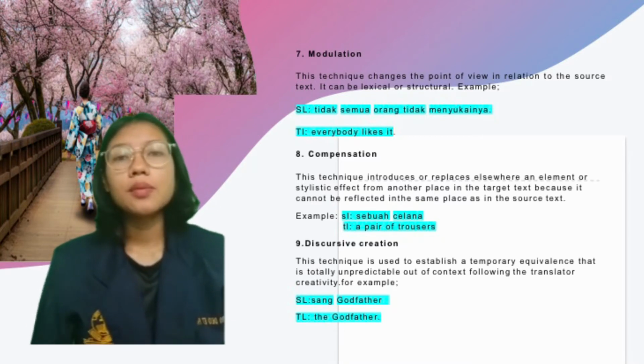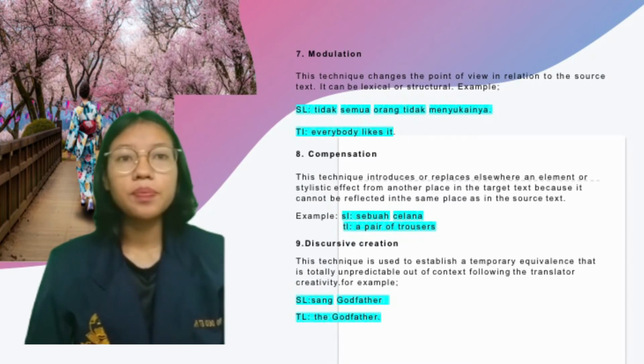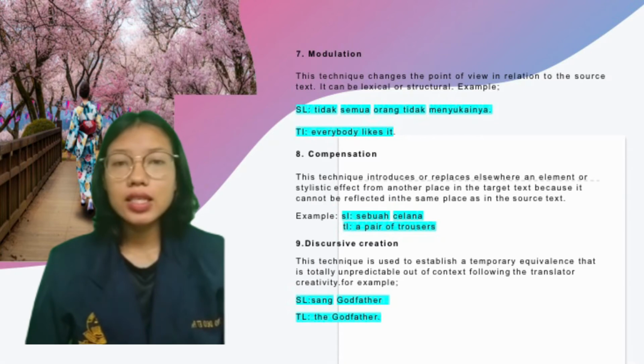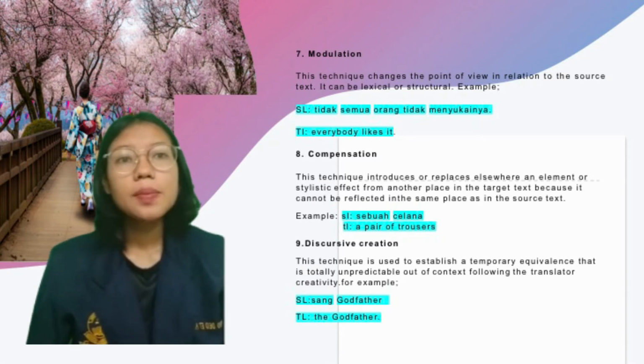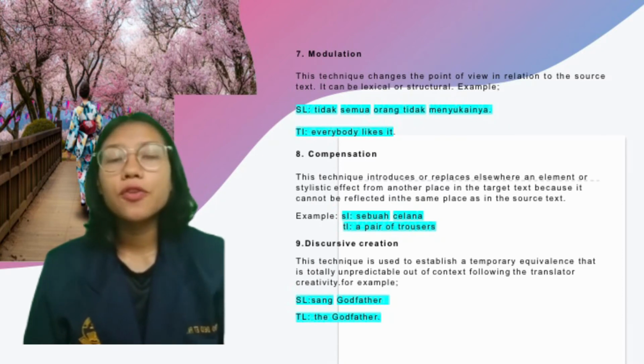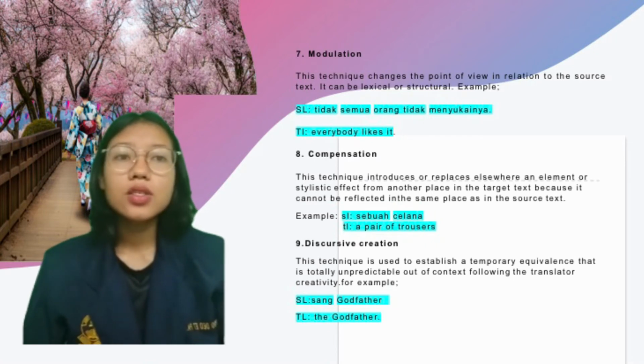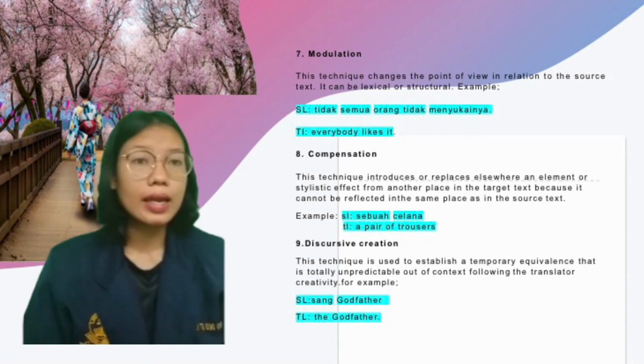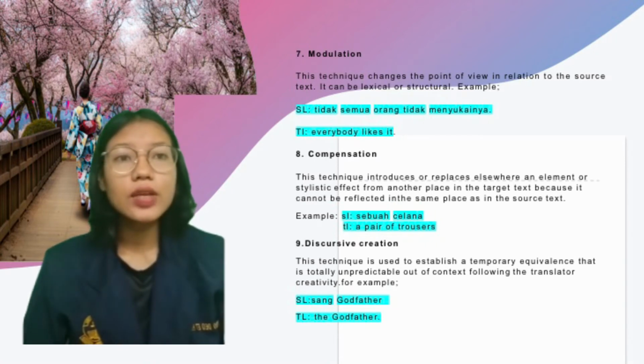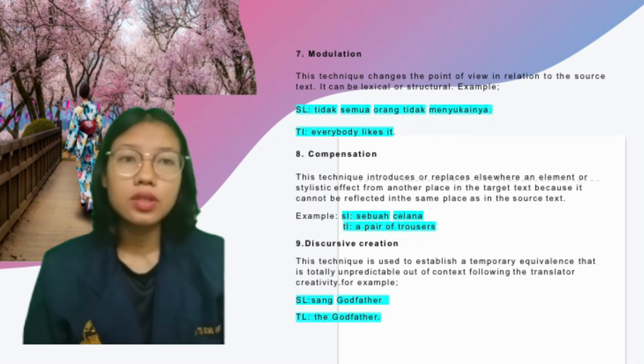And then number 8, compensation. This technique introduces or replaces elsewhere an element or stylistic effect from another place in the target text because it cannot be reflected in the same place as in the source text. For example, the source language "sebuah celana", and in the target language "a pair of trousers".